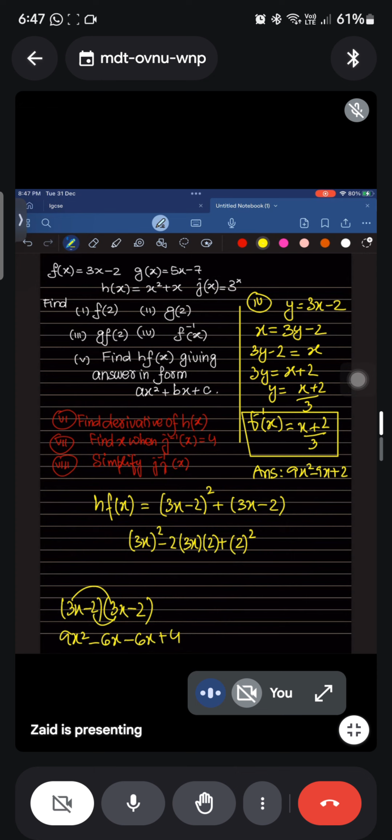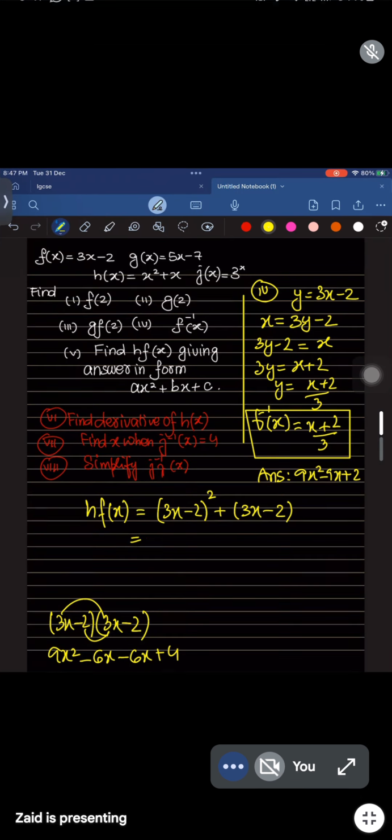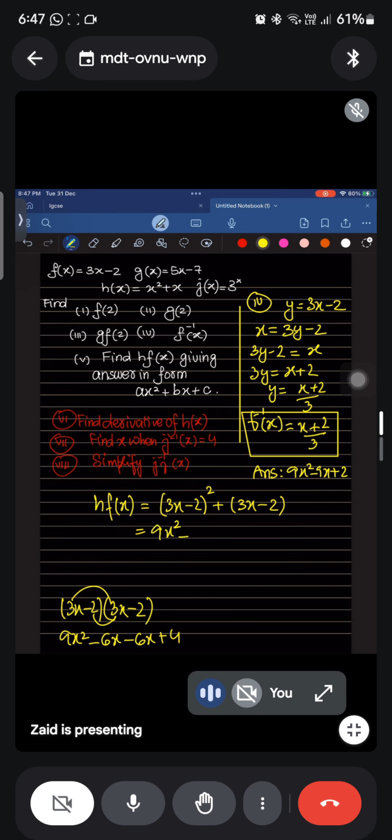This is the formula a minus b whole square. That makes our work easier. Anyways, so Ziad, have you used the formula or multiplied the bracket twice? I multiplied the bracket twice. Okay, no worries. So that's 9x squared minus 12x.